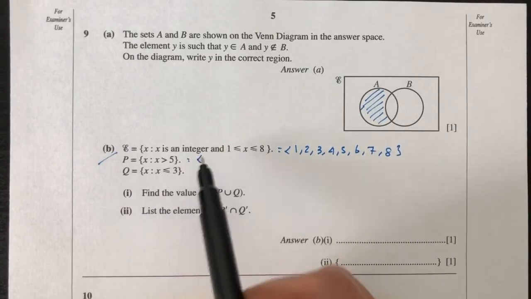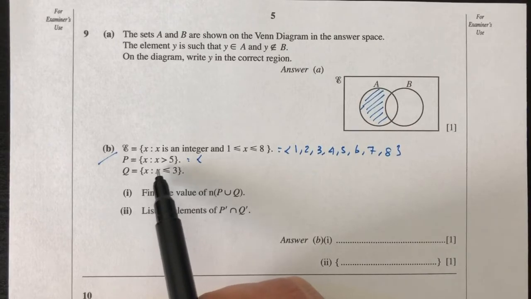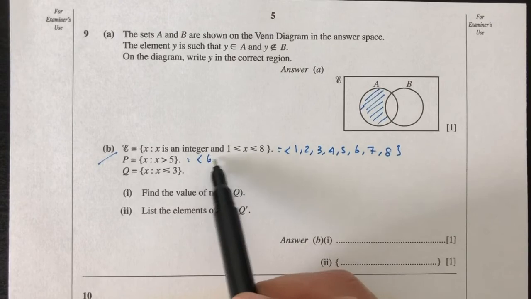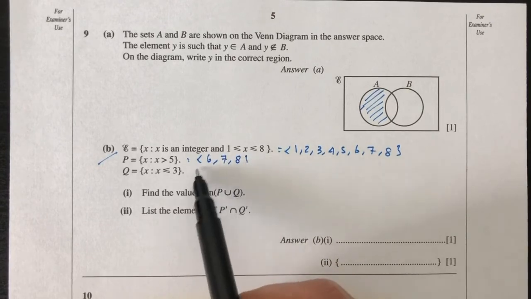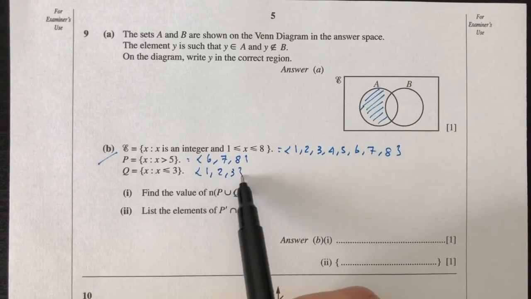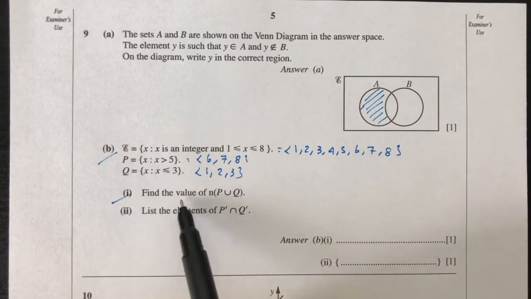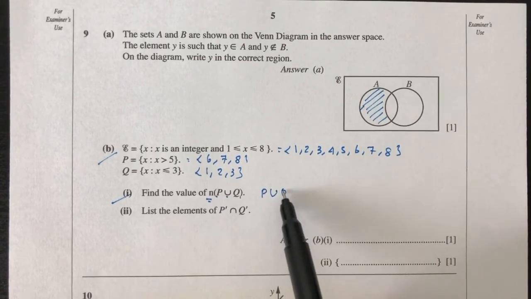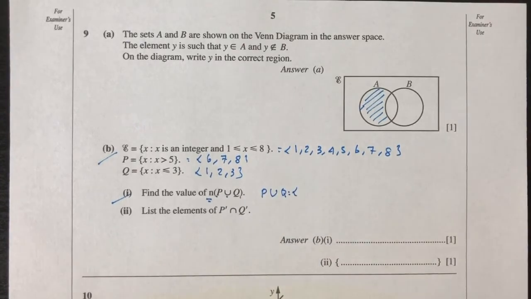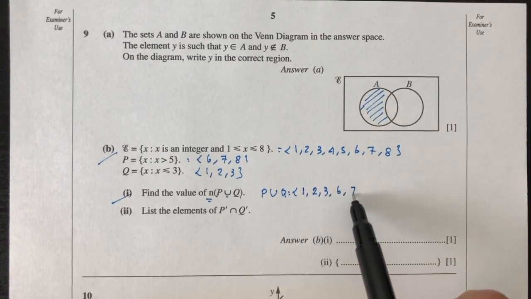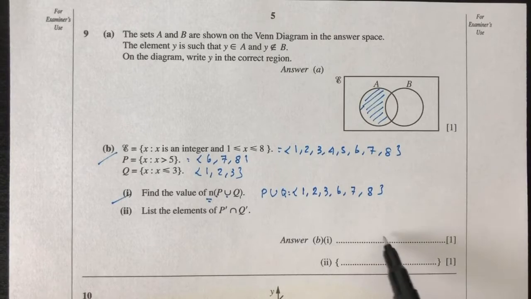Now for this one, it says x should be an integer as well because it's inside this set. It is more than 5, so it can be 6, 7, 8. This one is less than or equal to 3, so it will be 1, 2, and 3. That is P and Q. Part 1, find the number of P union Q. So let's first find P union Q. What is the set? That will be 1, 2, 3, 6, 7, 8. That will be 6 numbers.